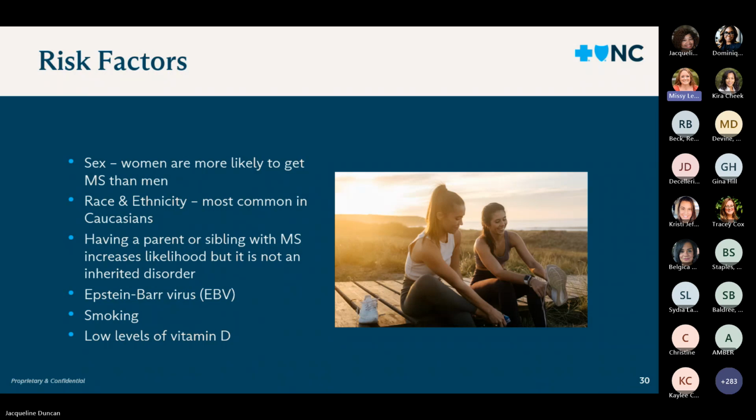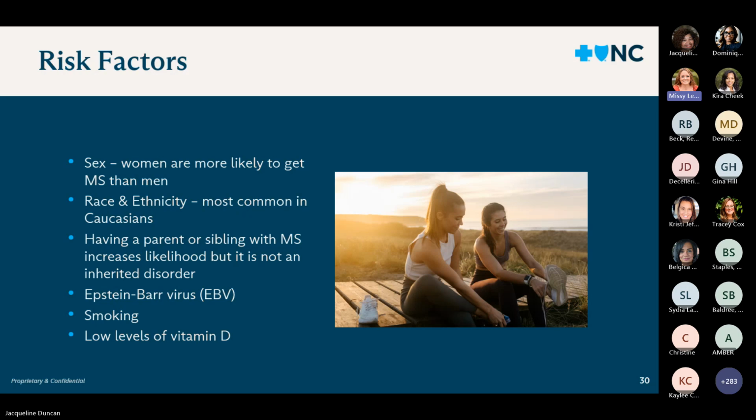Women are more likely to develop multiple sclerosis than men. It is most common in Caucasians or those of Eastern European descent, but it does occur in all races and ethnicities. Although MS is not an inherited disorder, you are more likely to get MS if you have immediate family members with MS. There are hundreds of gene variations that make one vulnerable to MS.